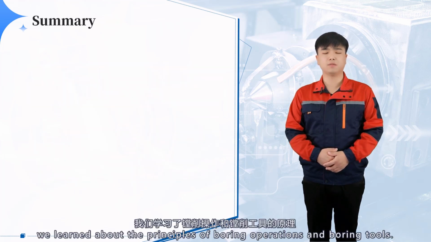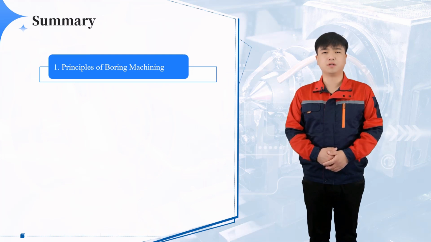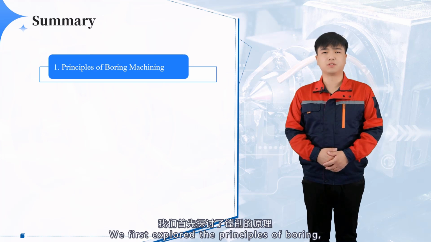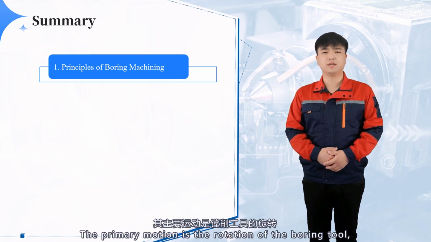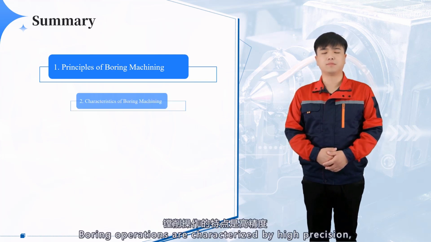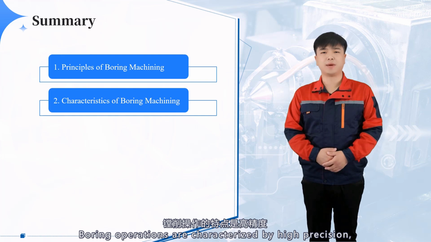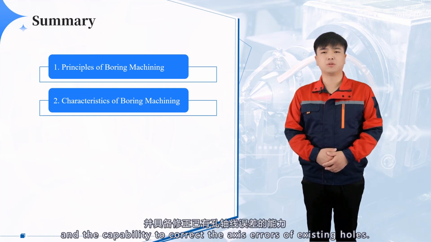In this lesson, we learned about the principles of boring operations and boring tools. We first explored the principles of boring, which involves remachining an existing hole. The primary motion is the rotation of the boring tool, while the feed motion can be the movement of either the workpiece or the boring tool. Boring operations are characterized by high precision, the ability to machine holes of various diameters and depths, and the capability to correct the axis errors of existing holes.